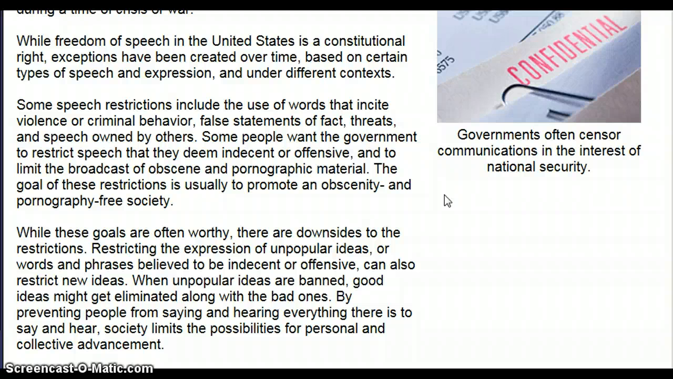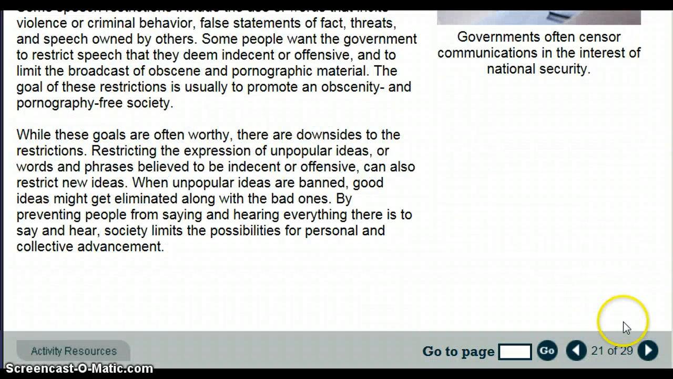Restricting the expression of unpopular ideas or words and phrases believed to be indecent or offensive can also restrict new ideas. When unpopular ideas are banned, good ideas might get eliminated along with the bad ones. By preventing people from saying and hearing everything there is to say and hear, society limits the possibilities for personal and collective advancement.